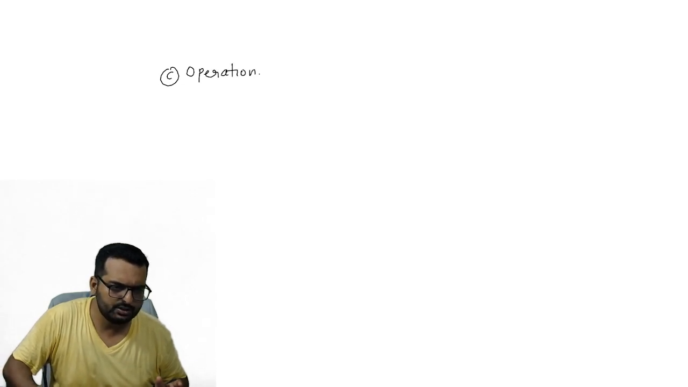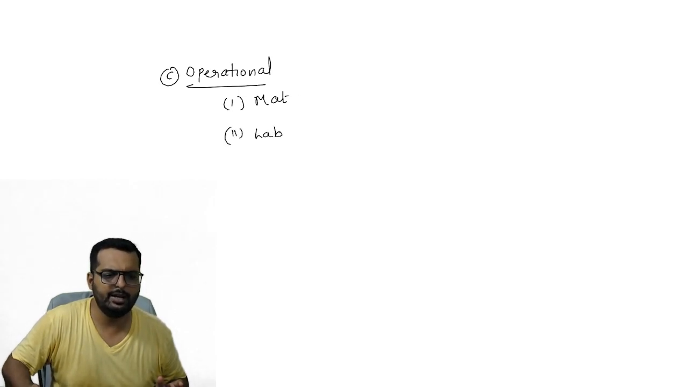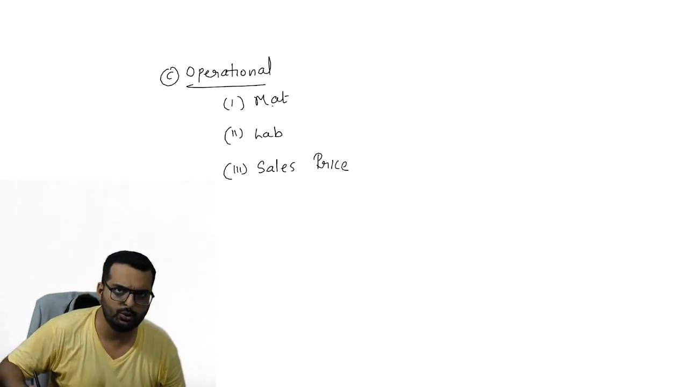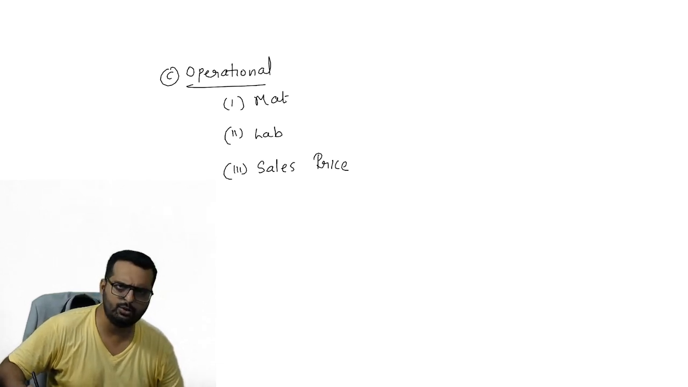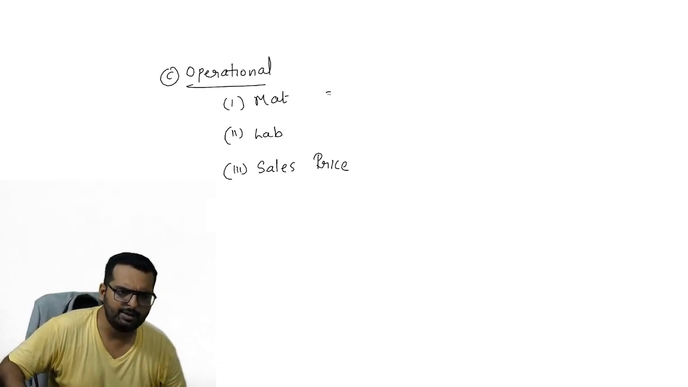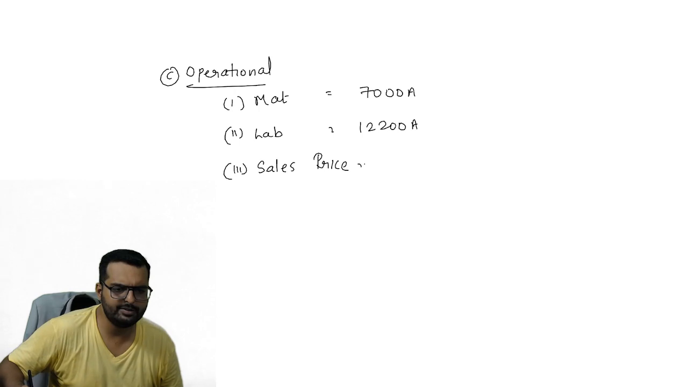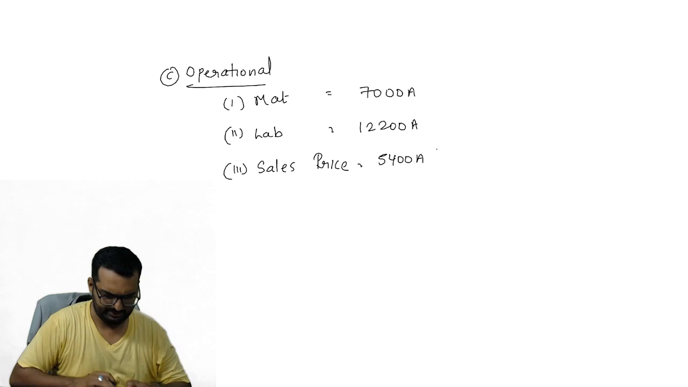Same way, I'll write down point number C will be what now? Operational. Inside this, again, I will have material, I will have labor, and I will have sales price variance. I will not have sales volume, okay? Because it is 0 in the scenario. Am I right, friends? It's 0, right? It is 0. So tell me how much was material? 7,000 adverse. What about labor? 12,200 adverse. What about sales price? 5,400 adverse. All right.